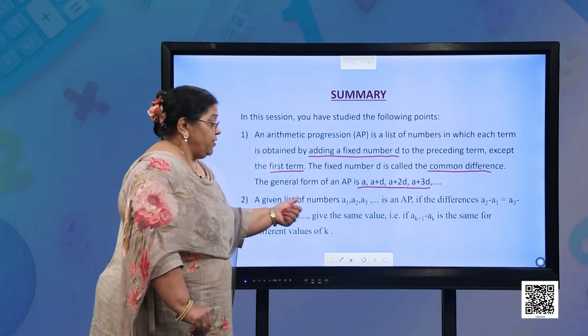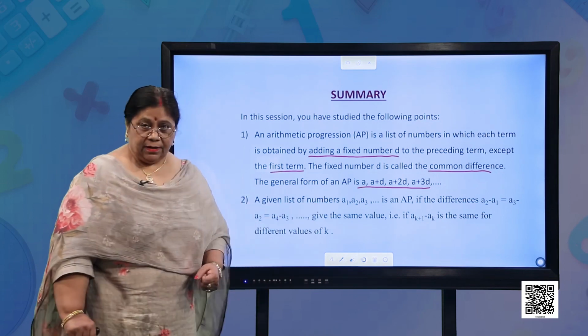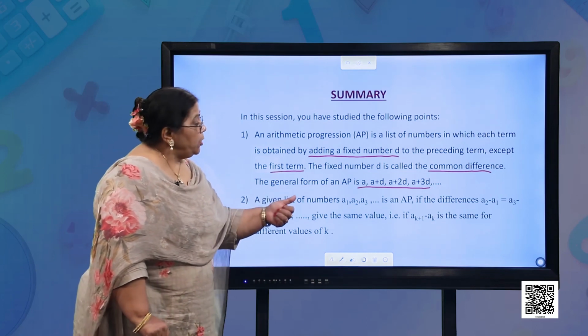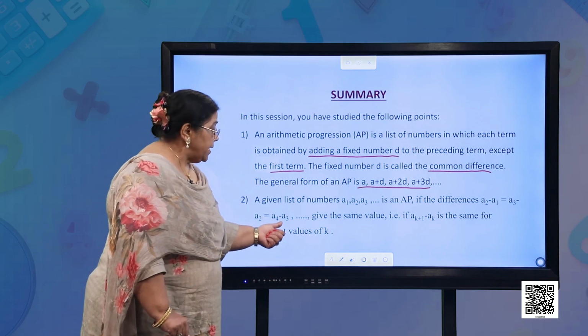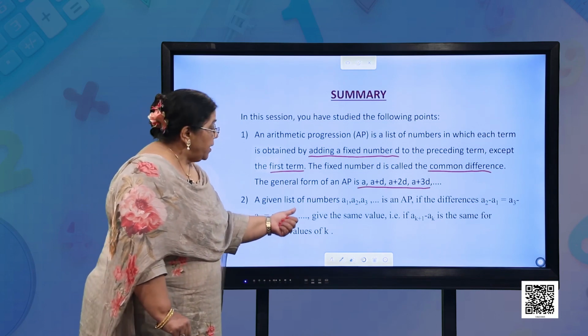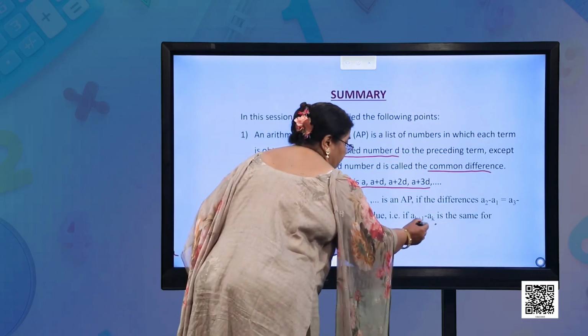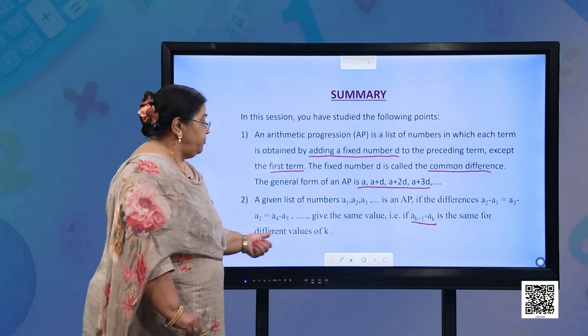A given list of numbers A1, A2, A3 is an AP if the differences A2 minus A1 is equal to A3 minus A2, that is equal to A4 minus A3, and so on. They give the same value, that is, if AK plus 1 minus AK is the same for different values of K.